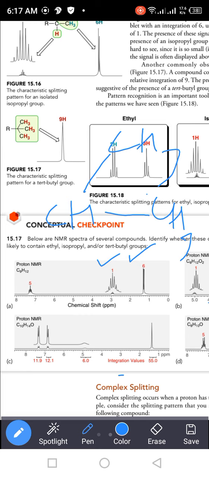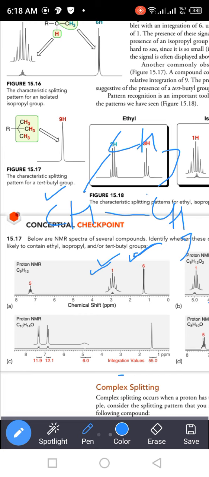Yes, these 6 protons split this single hydrogen, and a doublet will be observed for the 6 proton integration value, and this single proton shows a multiplet or septet. So definitely there is an isopropyl group in this spectrum.